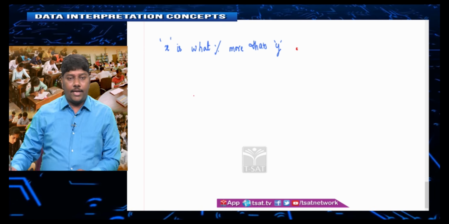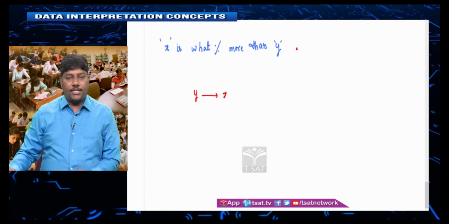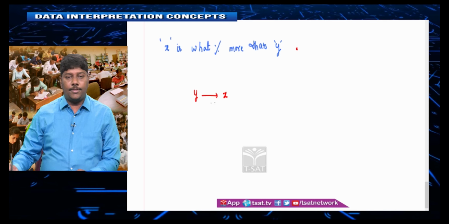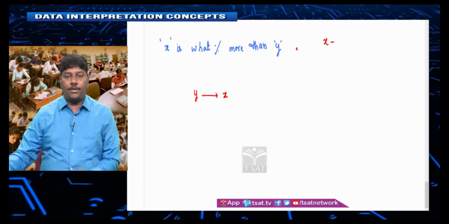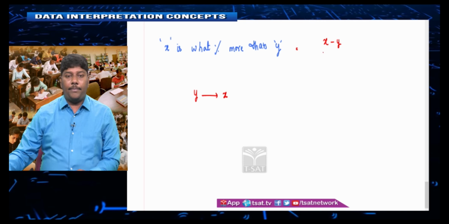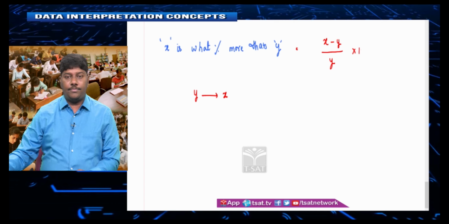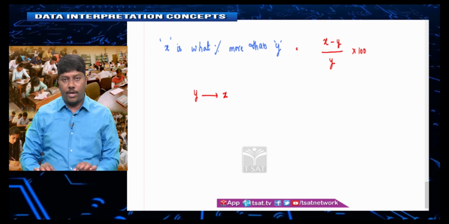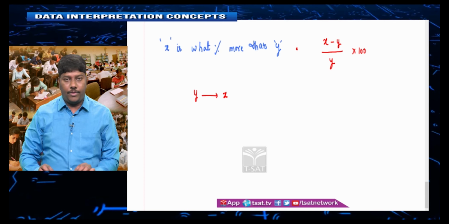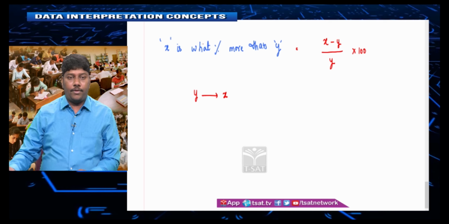So I would say actually it was Y, but it became X. Percentage more means percentage increase. What is the difference between them? The difference between them is X minus Y, because X is more than Y. You are comparing it with Y. So therefore initial value is Y into 100. The formula is X minus Y, the difference, by initial value into 100. Initially it was Y, so it is becoming X. So X is what percent more than Y.